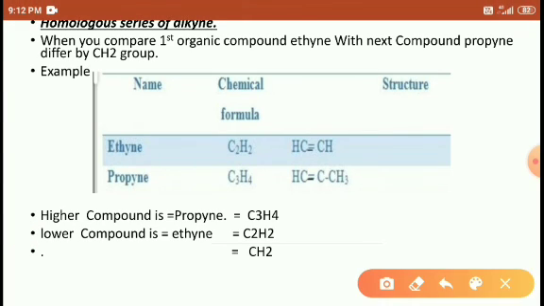Here the first organic compound is ethyne and the next compound is propyne. Ethyne formula C2H2, propyne formula C3H4. So subtract C2H2 from C3H4, you get the answer CH2. CH2 group is the difference here.